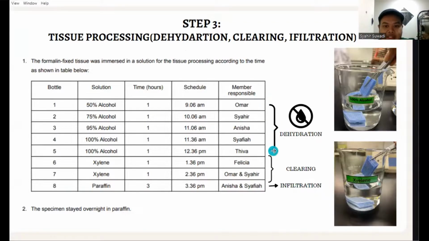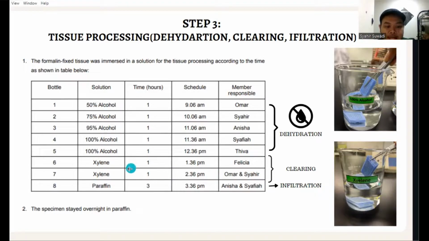For dehydration, we remove all the water content in the tissue sample by immersing it in a gradient of alcohol, which is 50% alcohol, 70% alcohol, 90%, 95% alcohol, and 100% alcohol, in order to remove all water content in the tissue sample. Next is clearing.